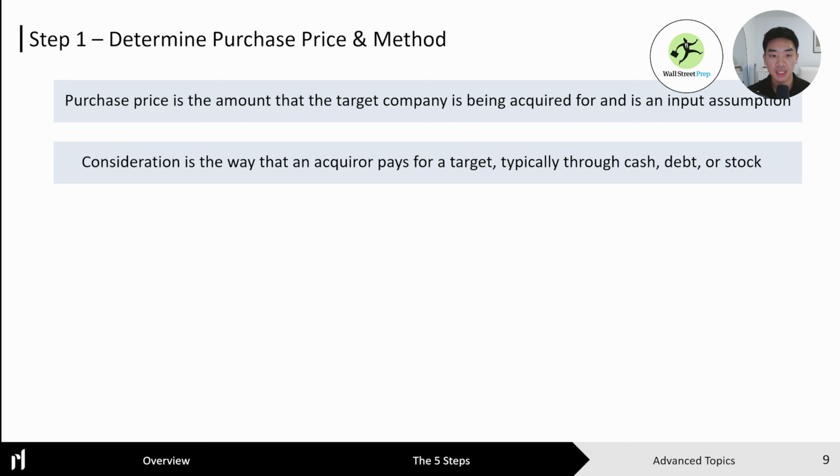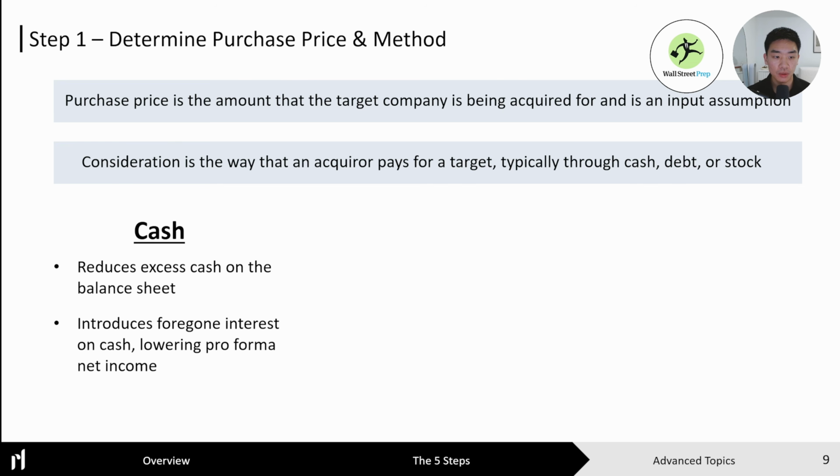Next, consideration is the way that an acquirer pays for a target, typically through cash, debt, or stock. And let's go into each of these, because this is really near or at the crux of what is really important when you're building an accretion dilution model. So cash reduces the excess cash on the balance sheet.